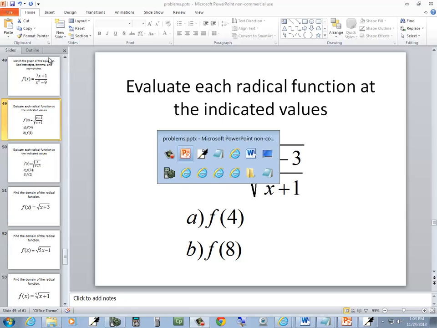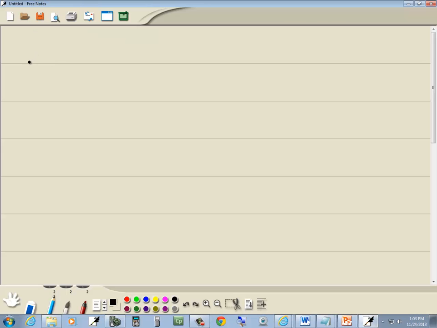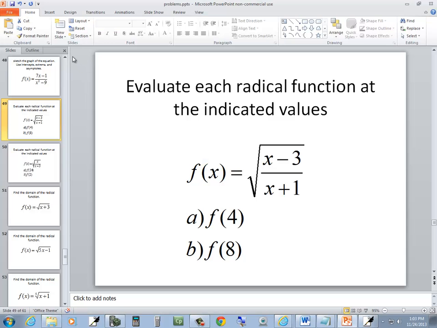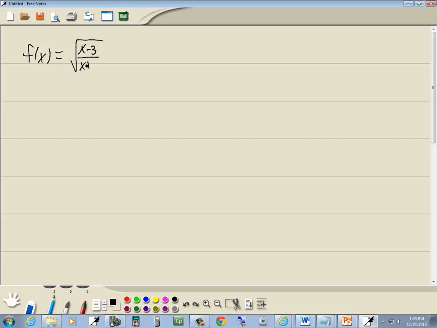Let's take a look at this problem. We got f of x is equal to the square root of x minus 3 over x plus 1. And we want to find f of 4, and we'll also want to find f of 8.